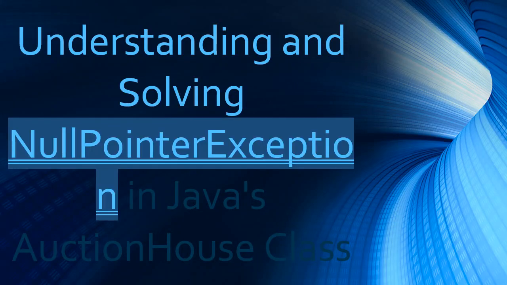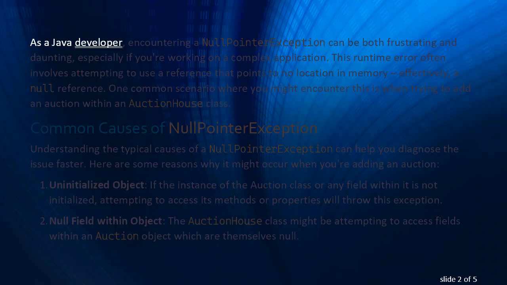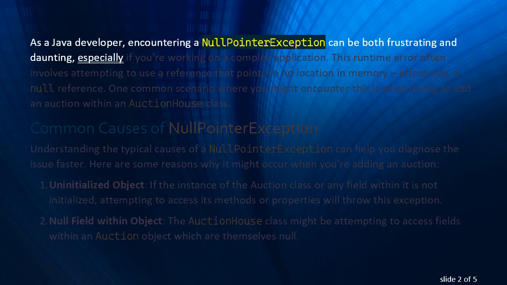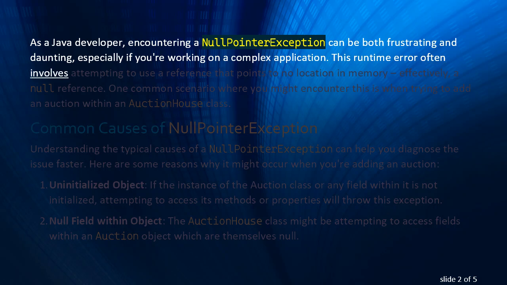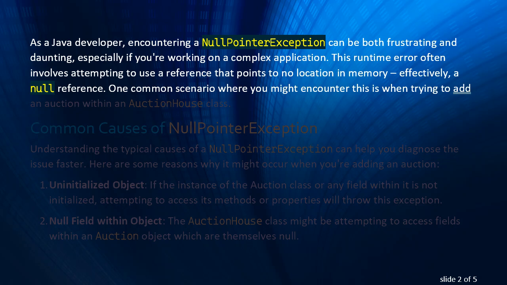Understanding and solving null pointer exception in Java's AuctionHouse class. As a Java developer, encountering a null pointer exception can be both frustrating and daunting, especially if you're working on a complex application. This runtime error often involves attempting to use a reference that points to no location in memory, effectively, a null reference. One common scenario where you might encounter this is when trying to add an auction within an AuctionHouse class.